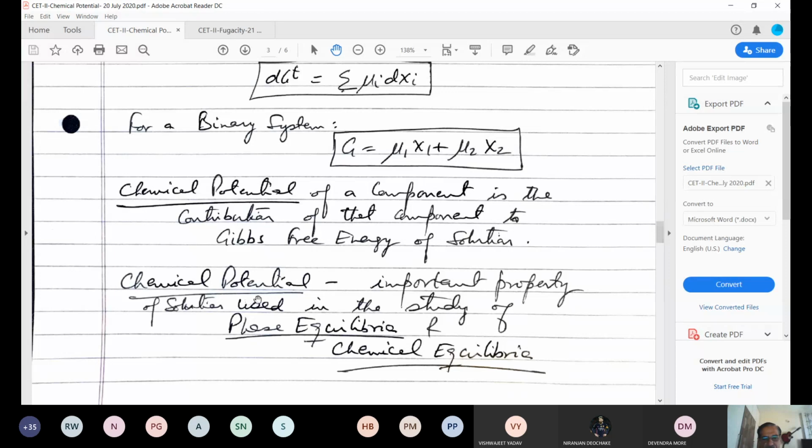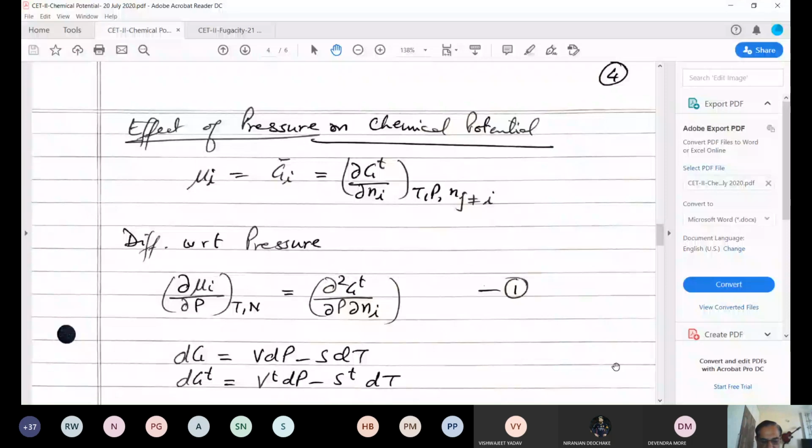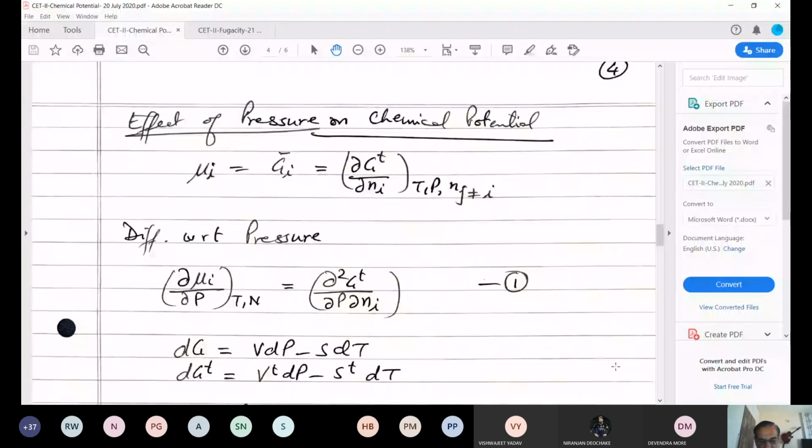So let us move on. Chemical potential is the important property of a solution used in the study of phase equilibrium and chemical equilibrium. It is also used when there is a reaction. We'll see that in units 5 and 6, and phase equilibrium is units 1, 2, 3, 4. That's why we have to work with G, which represents the driving force for chemical equilibrium and phase equilibrium. Once we have this concept of chemical potential, we need to see the effect of temperature and pressure on it, because although the system operates at constant temperature and pressure, if you change the pressure, what happens? If you change the temperature, what happens? We need to understand that also.